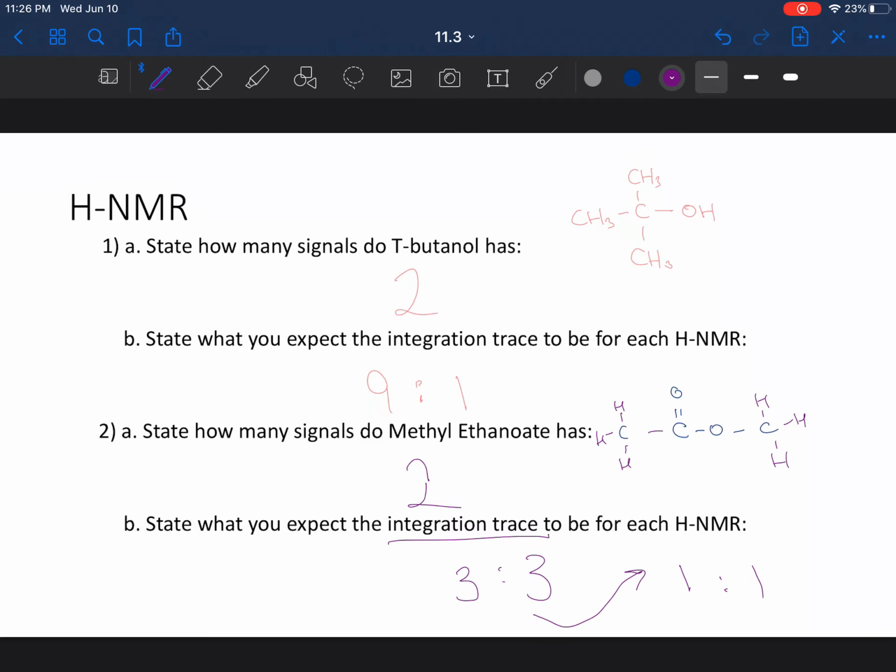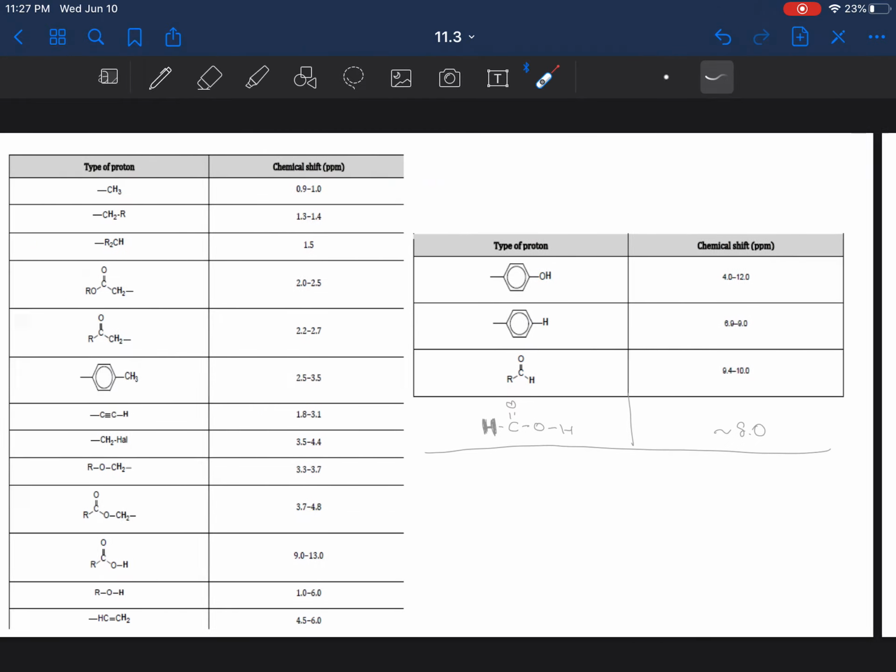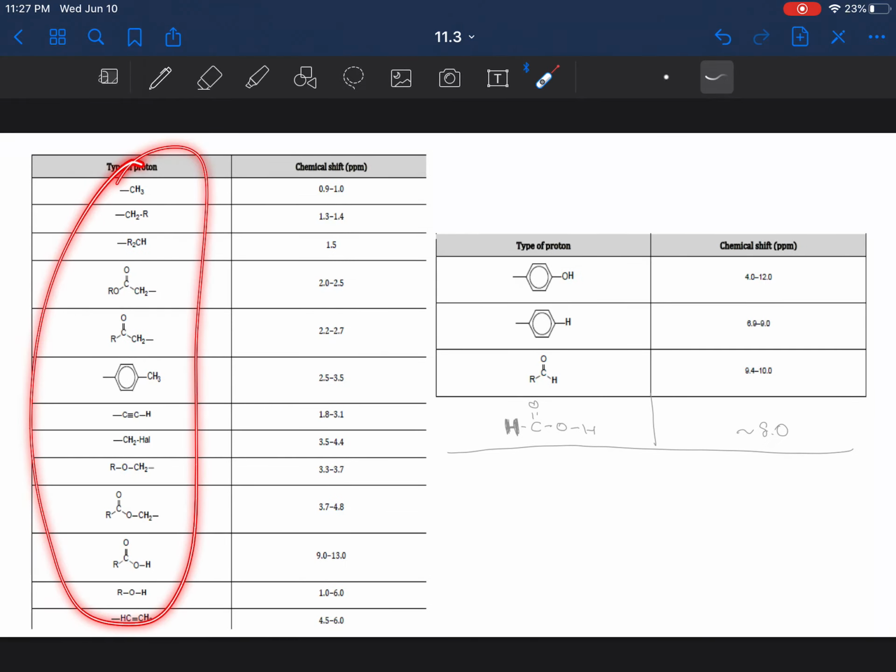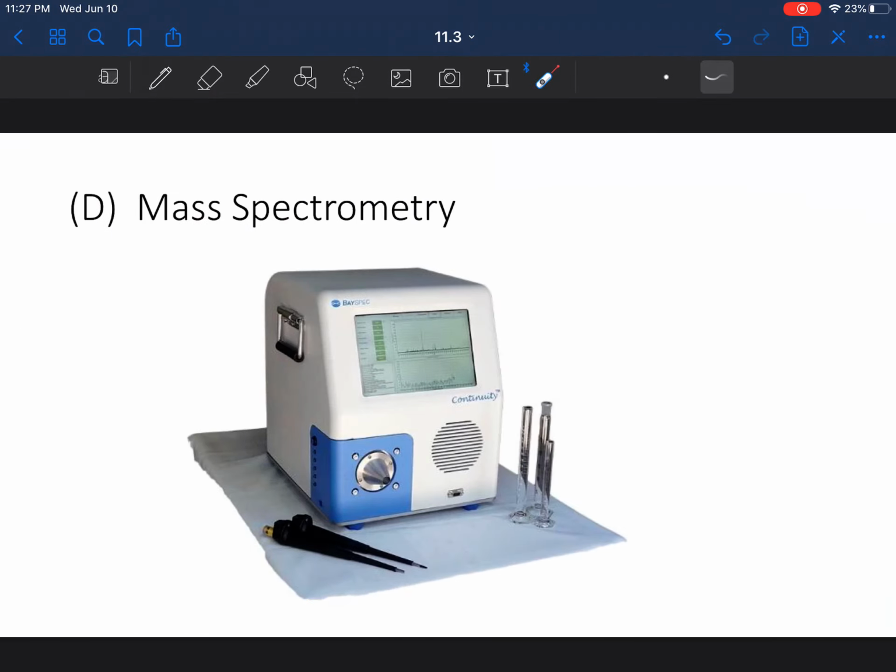So that's HNMR. That means if you were to put tert-butanol in an HNMR, you'll most likely see 2 peaks. And if you put methyl ethanoate in an HNMR, again, you'll see 2 peaks. Where those peaks are will be based on, of course, what you're talking about.